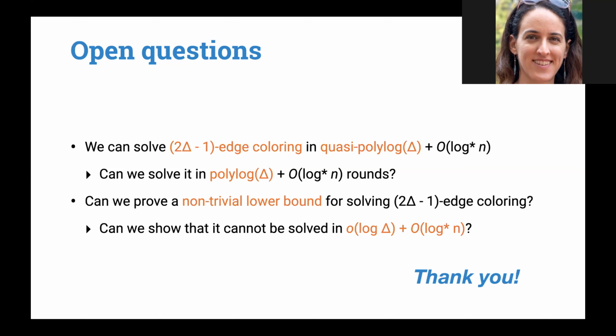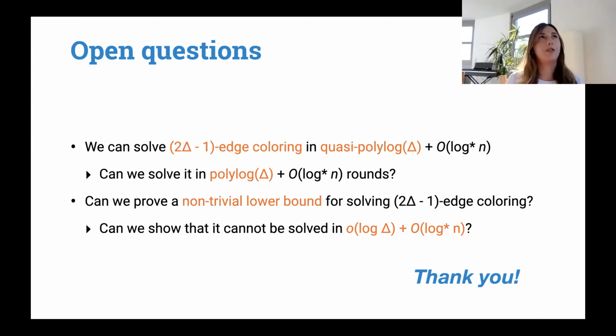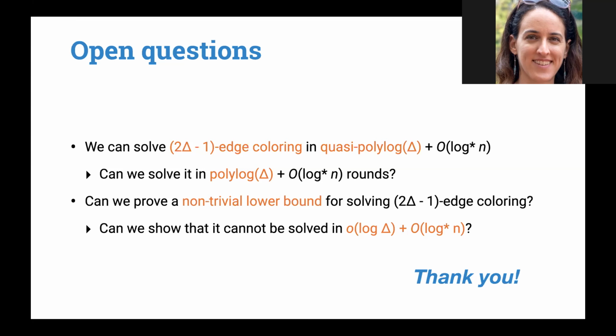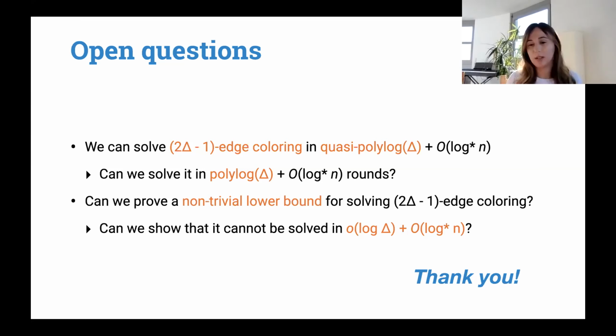If you allow slightly more colors, can you do much faster? If you allow delta to the 1 plus epsilon colors, for example, you can do this in order of log delta plus log star n, and this is a known result by Barenboim and Elkin, if I'm not mistaken. Okay, thanks. There is a long line of research, and people have studied this problem in many variants, using more or less colors, and yes.